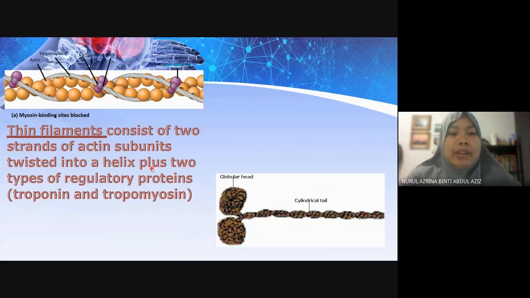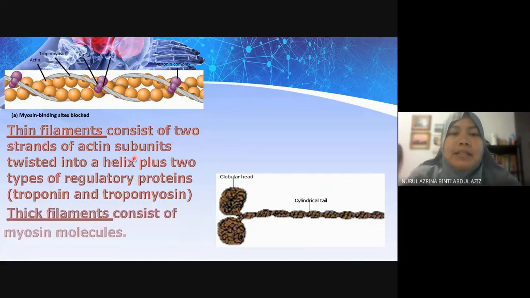So this actin subunit twisted. You can see the structure is twisted into alpha helix. And they have two regulatory proteins. So ada dua protein pengawal atur di situ, which are troponin and tropomyosin. Which one is troponin? Troponin is the purple color here. This is troponin. Okay, and tropomyosin is this one, like a rope-like structure. Okay, and they have their own function, so which we are going to detail out later.